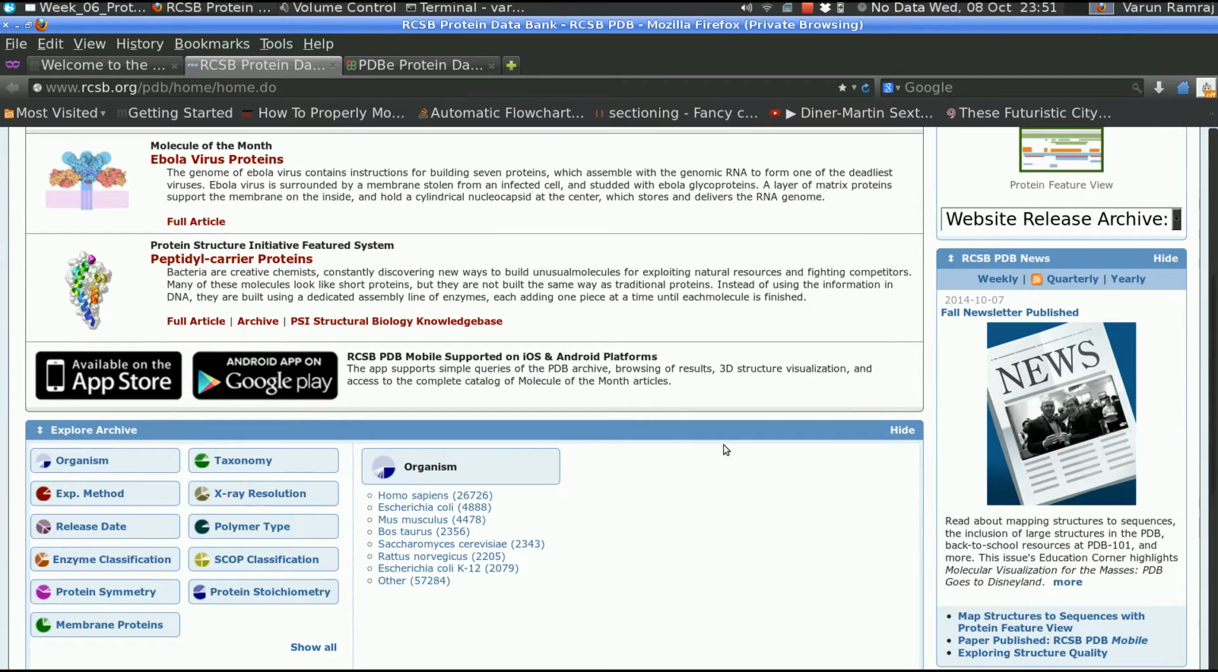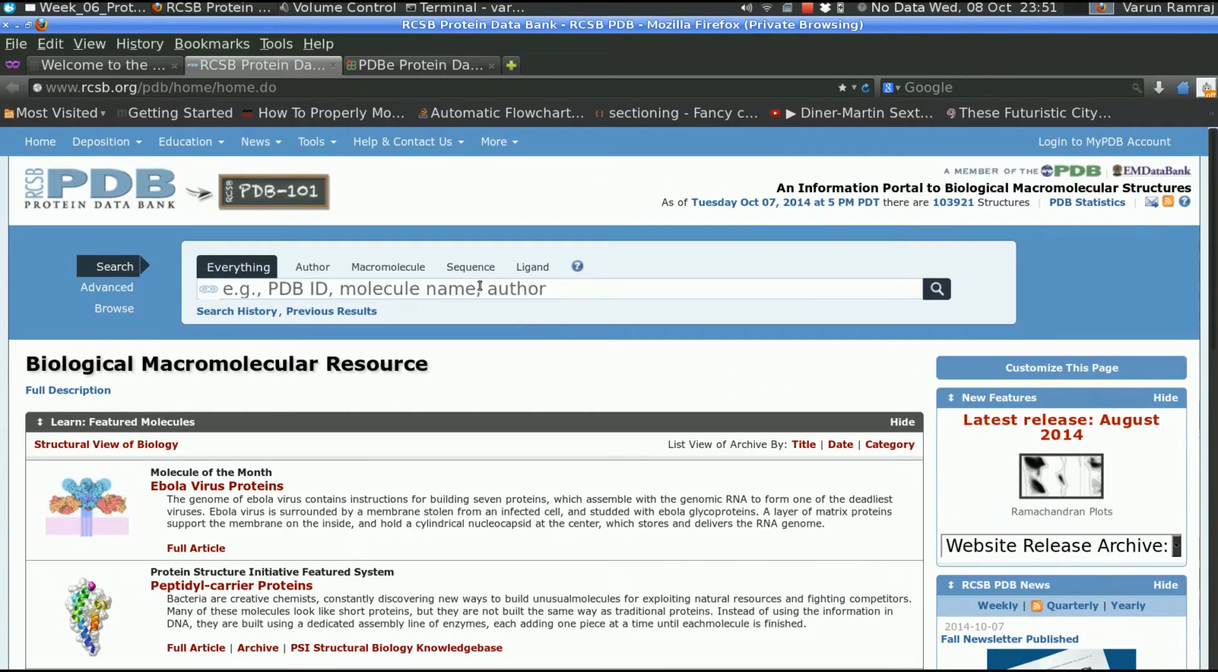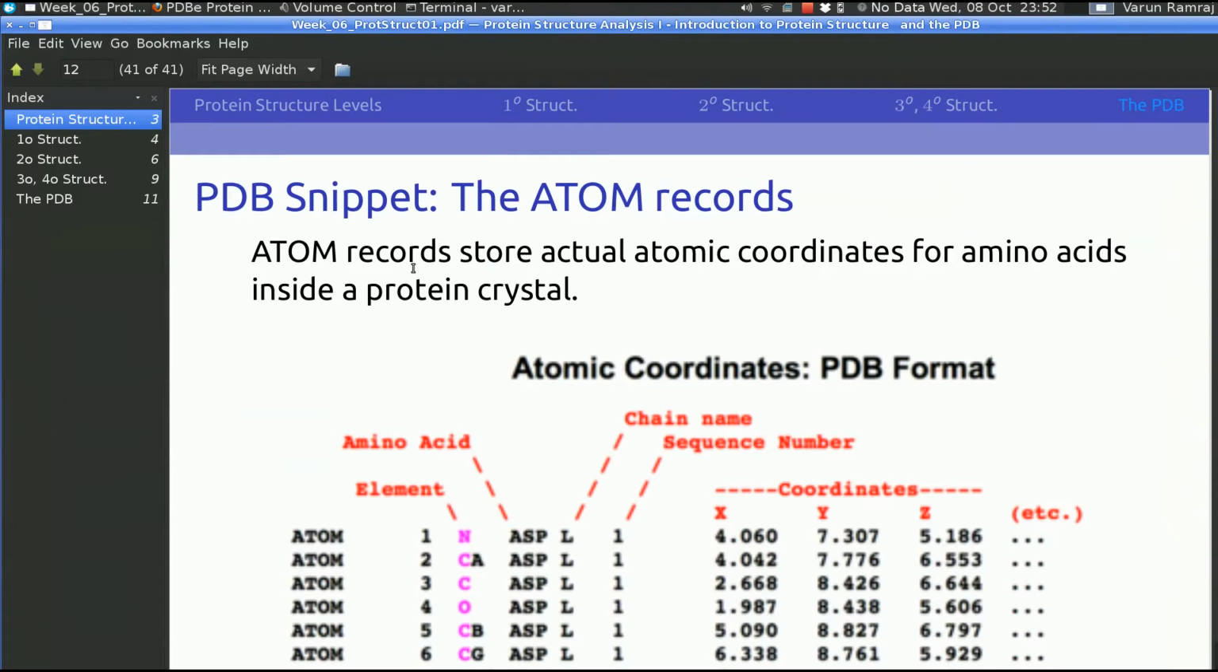Now again, I'm hesitating going into great detail here, but basically you can see that there's a section where you search for things, and this will give you more data on the actual structure of the protein. And again, we'll look at this in more detail next week. Okay.